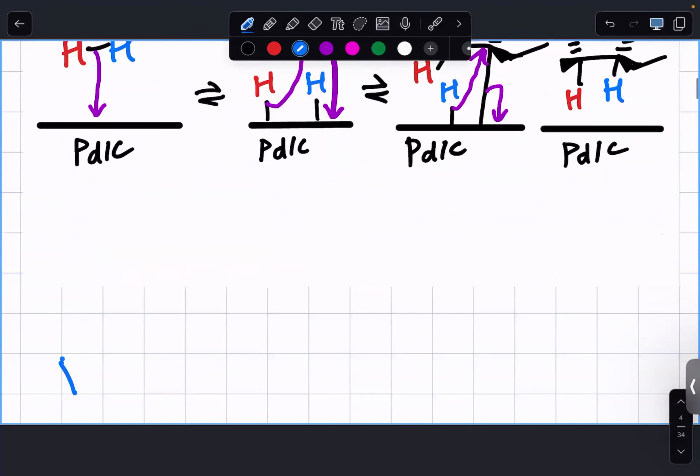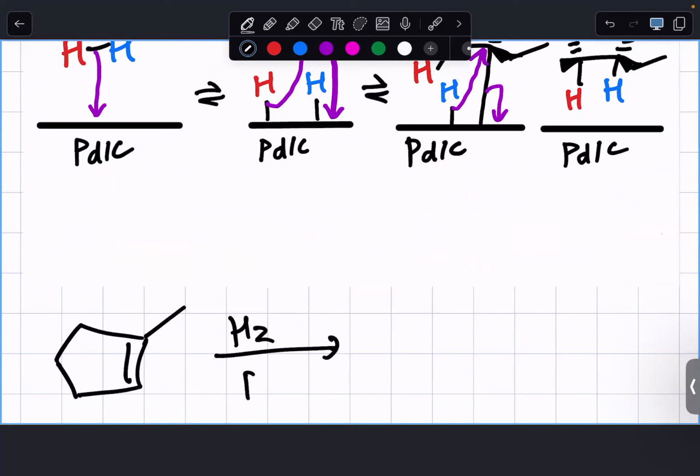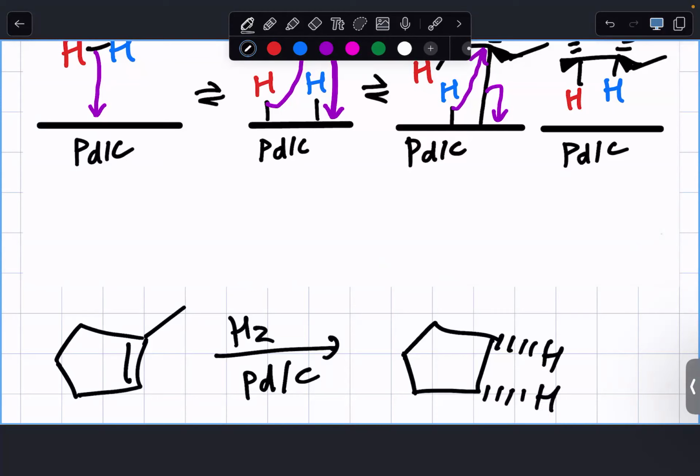So an example that you might see on the exam is something like this, where you have H2 PDC. We know that all we are going to do is get rid of that double bond and add hydrogens on the same side. So let's say we put the hydrogens as a dash. If we put hydrogens as a dash, like that, that forces this methyl group to become a wedge, like that. Right? You could have done it the other way as well.